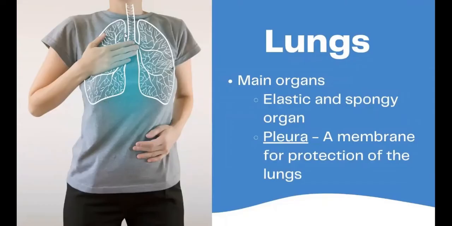As you notice, our lungs are built like an upside down tree with branches. The lungs are the main organs. Now the lungs are elastic and spongy organs protected by a membrane called pleura. In the lungs, oxygen is taken in and transported to the different parts of the body, while carbon dioxide is expelled back to the atmosphere.